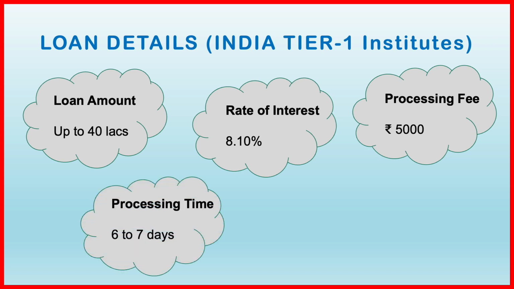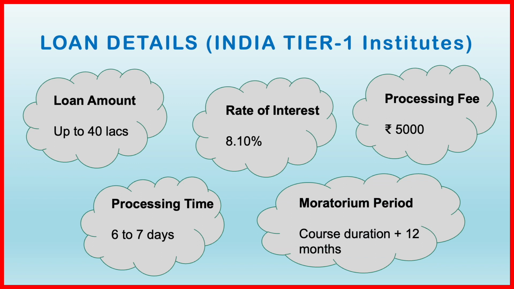Union Bank of India will take around 6 to 7 working days to process the loan, and they will offer a moratorium period of course duration plus 12 months. This moratorium period means that the student doesn't have to pay any interest or EMI during this period.